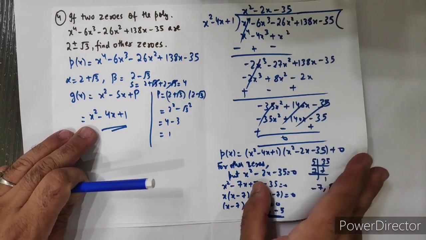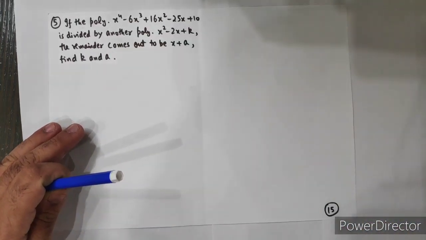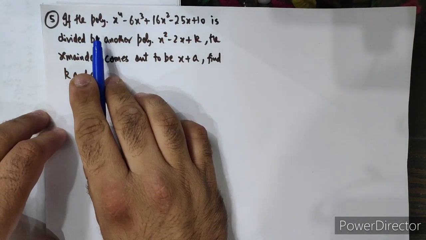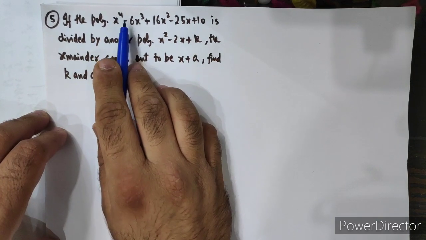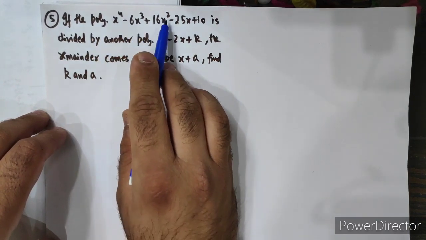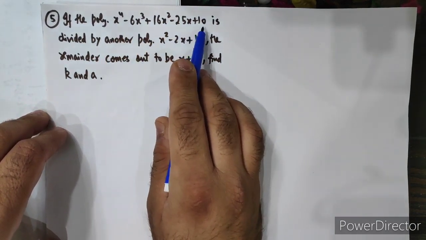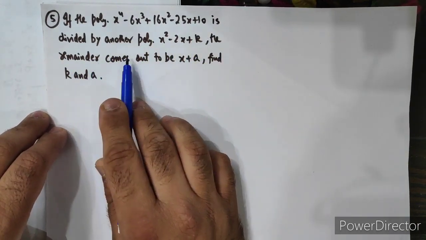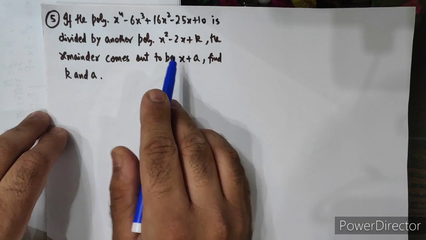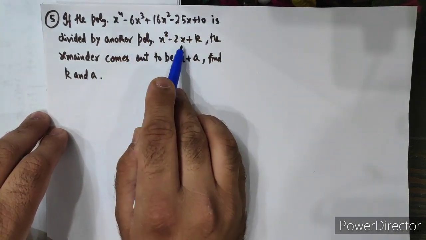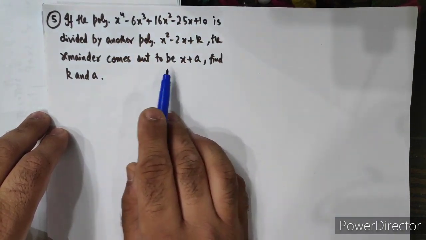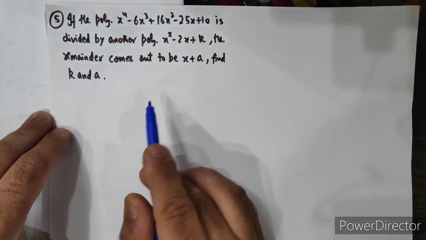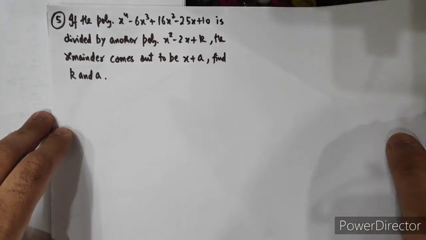Okay, so let us do another question. Next we have question number 5 of exercise 2.4. It says that if the polynomial x4 minus 6x cube plus 16x square minus 25x plus 10 is divided by another polynomial, the remainder comes out to be x plus a. So it is given that on dividing this polynomial by this, the remainder is given to be x plus a. So we need to find the values of k and a. Okay, so let us do the long division here.